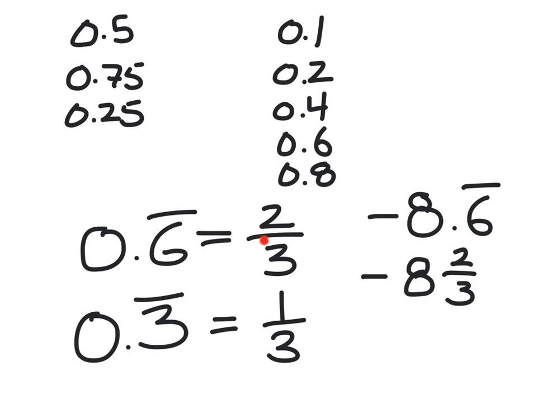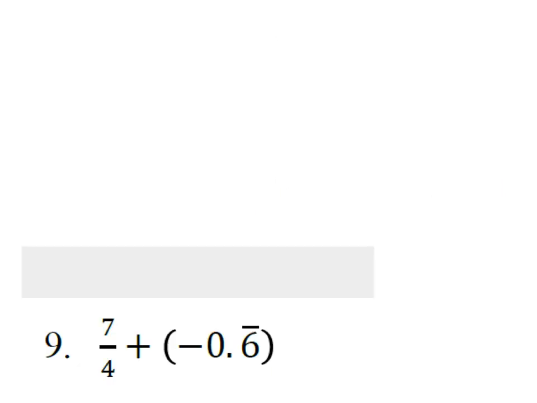But really, these all stem from this 0.6 repeating and 0.3 repeating. Be careful, make sure that that line is actually there. Sometimes we assume it is. All right, here we got 7/4 plus negative 0.6 repeating. So just like we went over, you don't want to change that into a fraction.